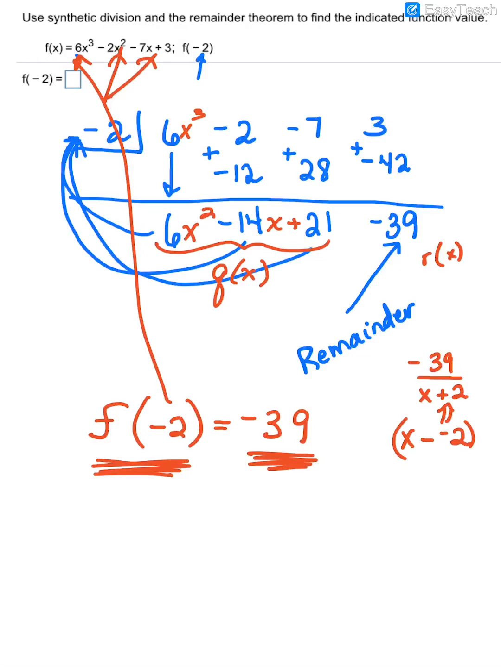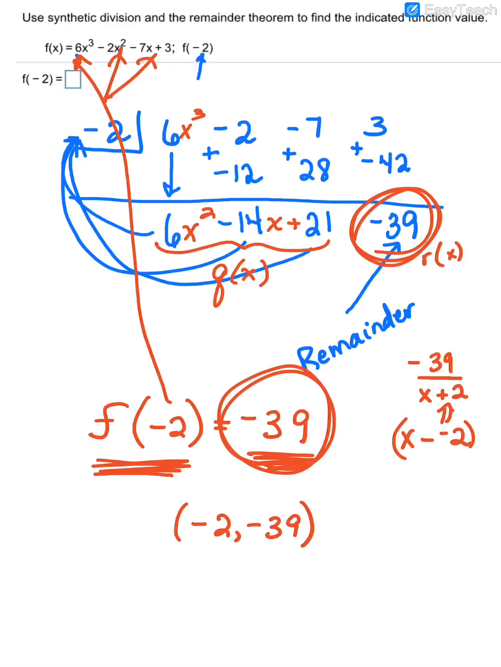So not only is it the remainder when you're doing division, it is also the value on the graph. So if I were looking at this graph, when x is negative 2, my y value is negative 39. So that's the connection between a remainder when we're dividing and the actual y value on the graph.